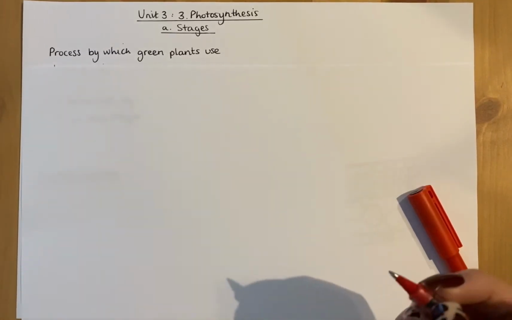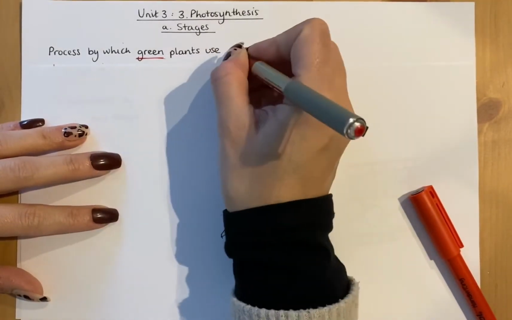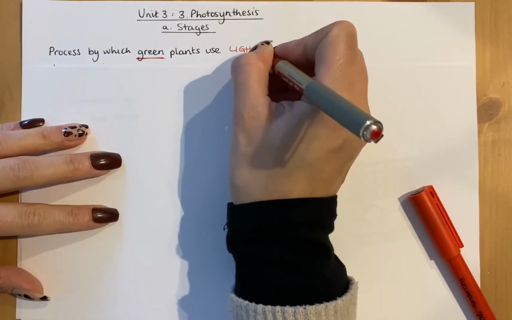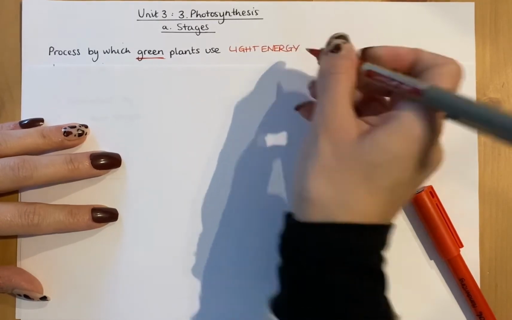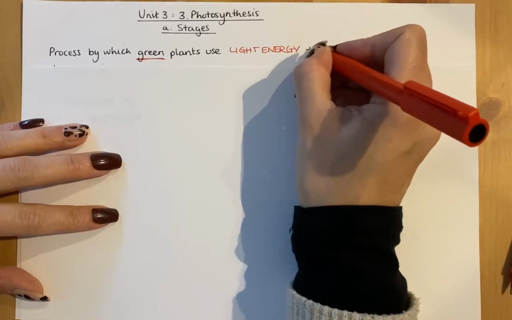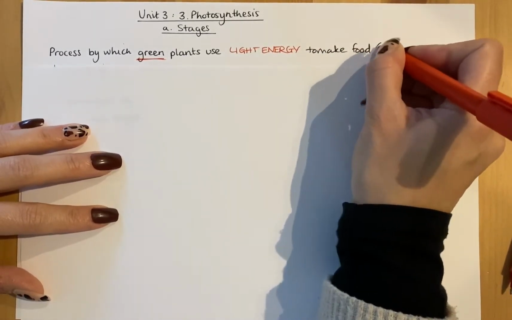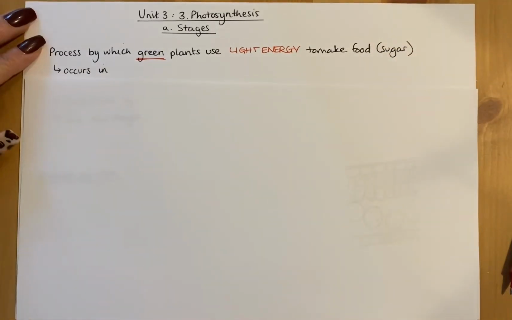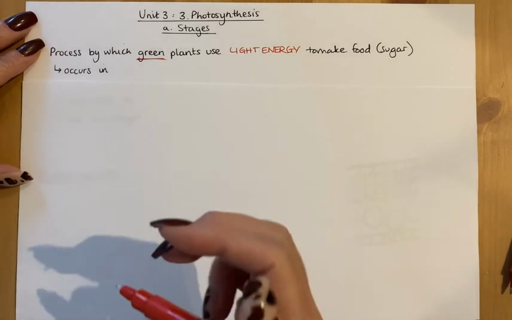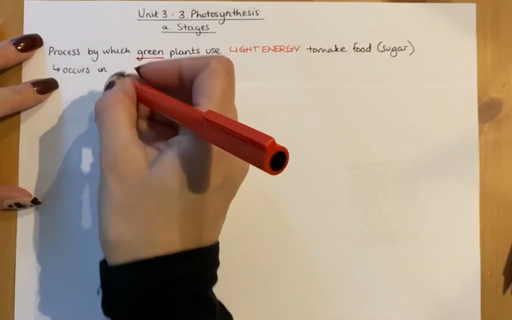Photosynthesis generally is a process by which green plants, specifically green plants, use light energy. They use that light energy to make food, and in particular, it would be sugar that they make. Now, the process occurs in a structure, and that structure is the chloroplasts.